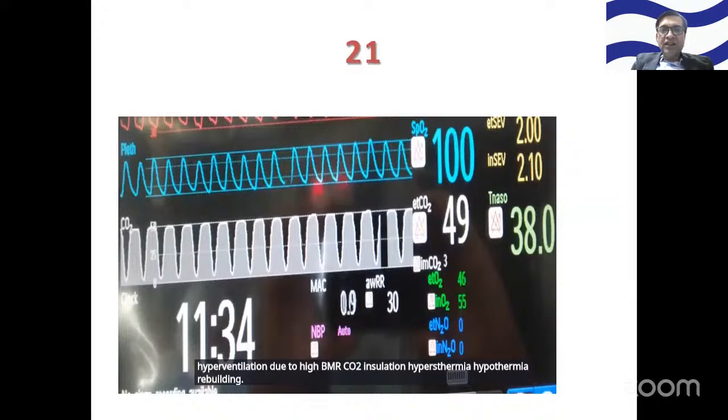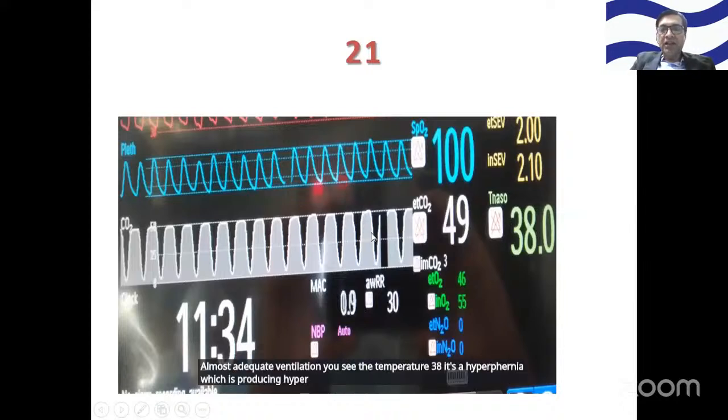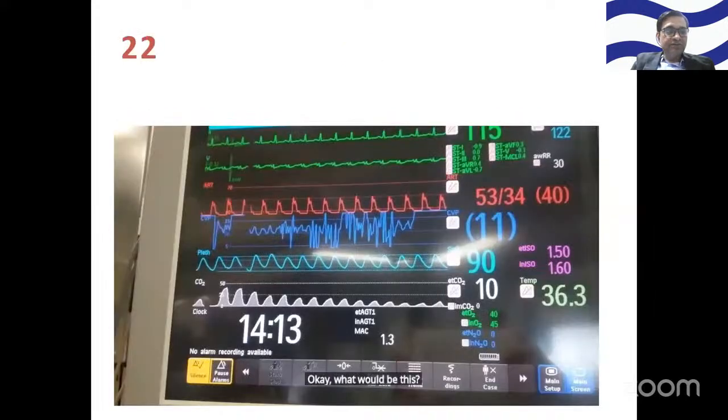Great. So the diagnosis is high EtCO2. Obviously, CO2 production is high, with almost adequate ventilation. You see the temperature, 38. It's hyperthermia which is producing high EtCO2 or hypercarbia, right? So the correct diagnosis is hyperthermia. Okay, what could be this?